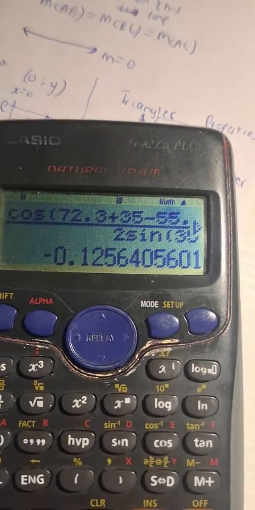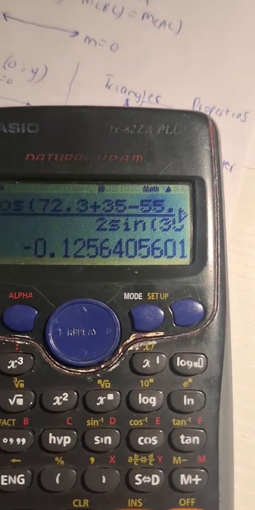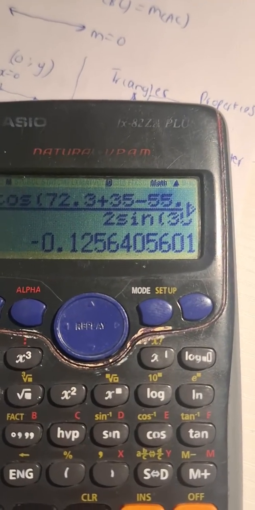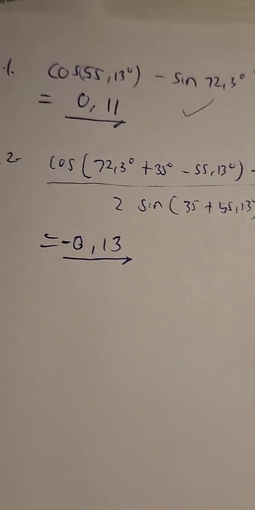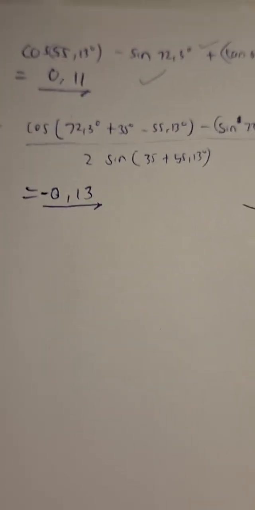Okay, hopefully you guys also got that. Negative 0.13. Okay, that was nicely done. Nice move, nicely done. Now let's move on to the next set of questions.